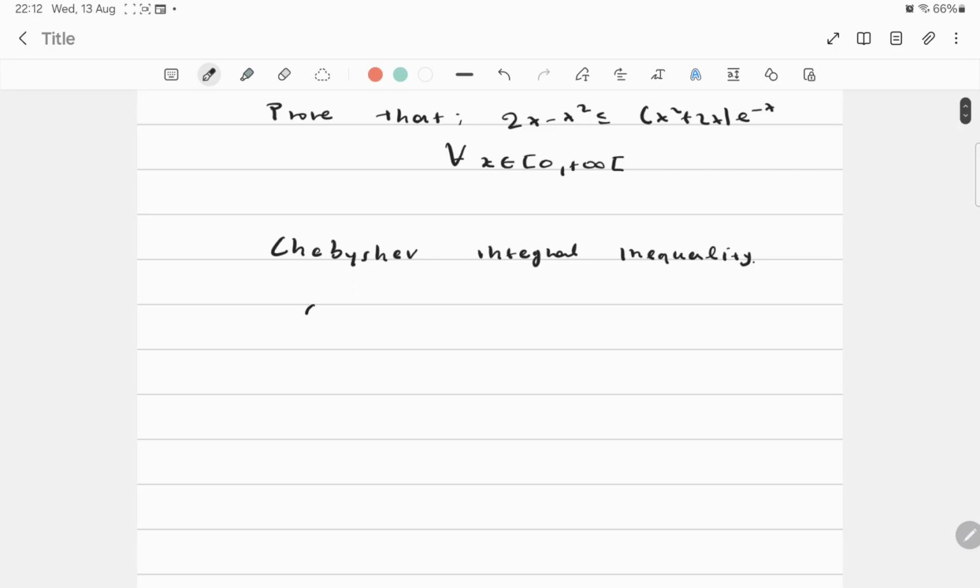It says the following, that if you have the integral from a to b of a function f of t times the integral from a to b of the function g, this is bounded by b minus a times the integral from a to b of the product of the two functions f times g.